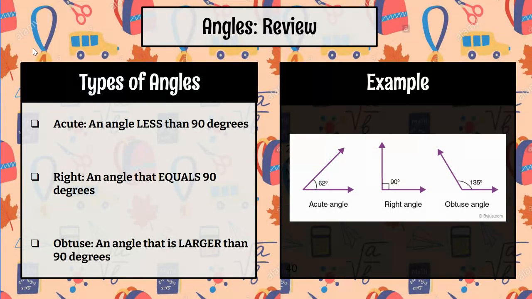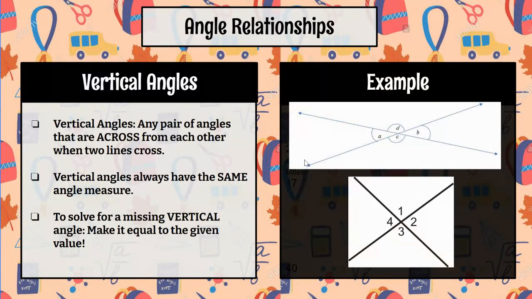Acute, which is any angle that is less than 90 degrees. Right, which is an angle that equals 90 degrees. And then obtuse, so that's any angle that is larger than 90 degrees. And you got some examples over here to the right, okay?